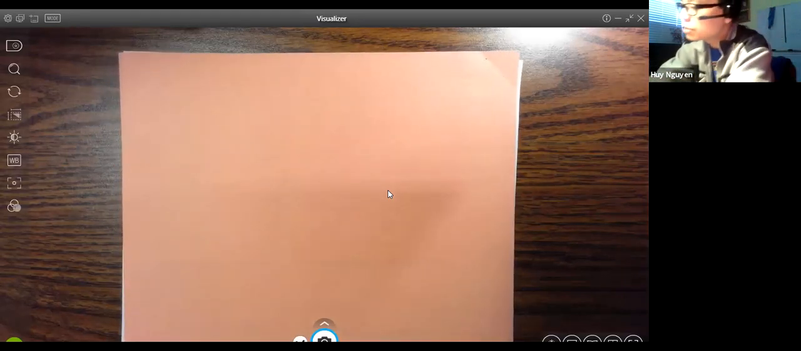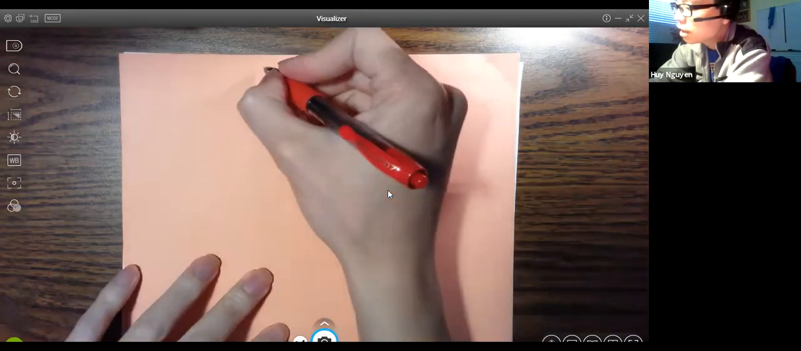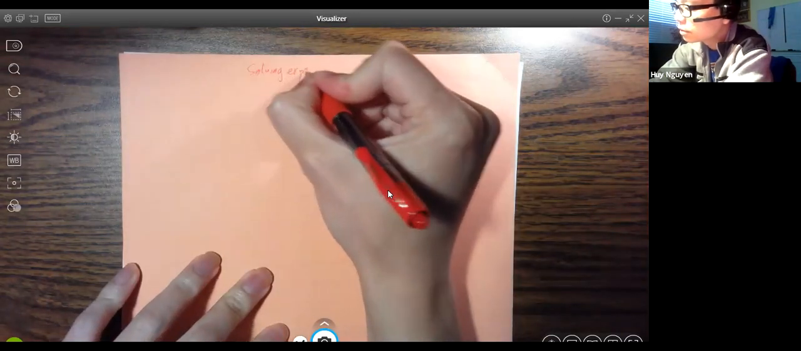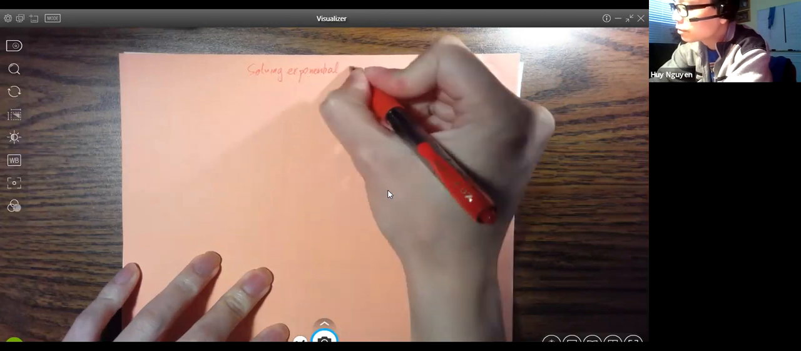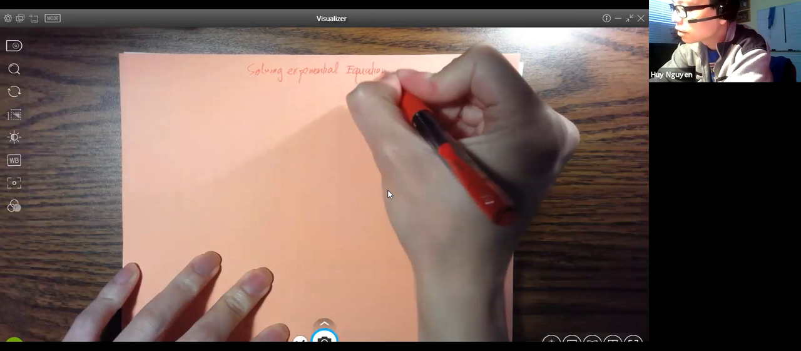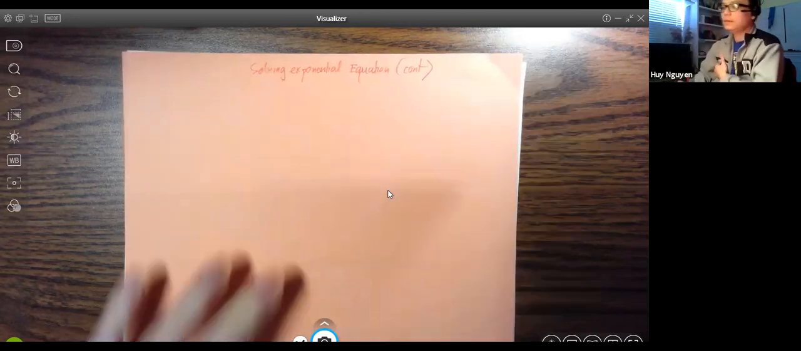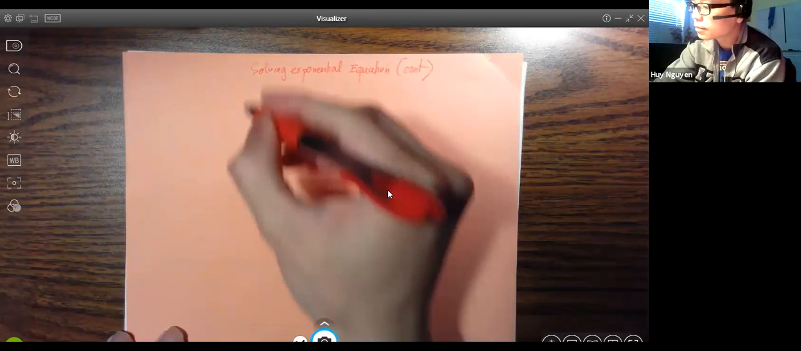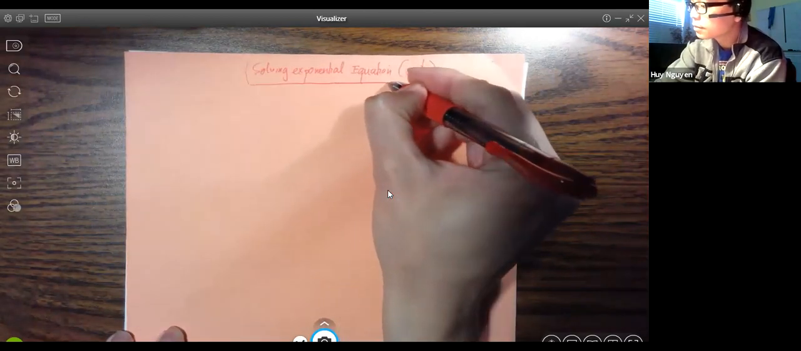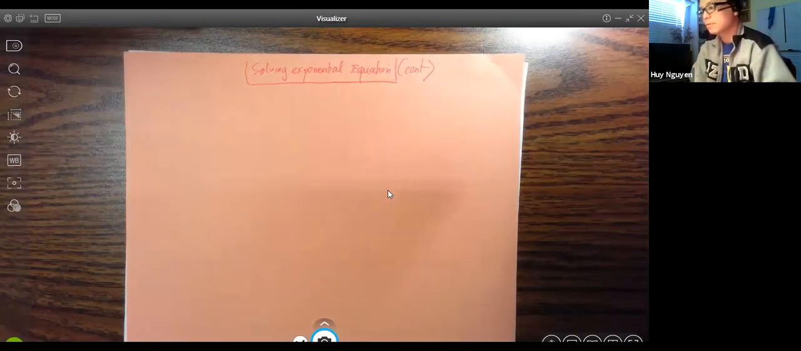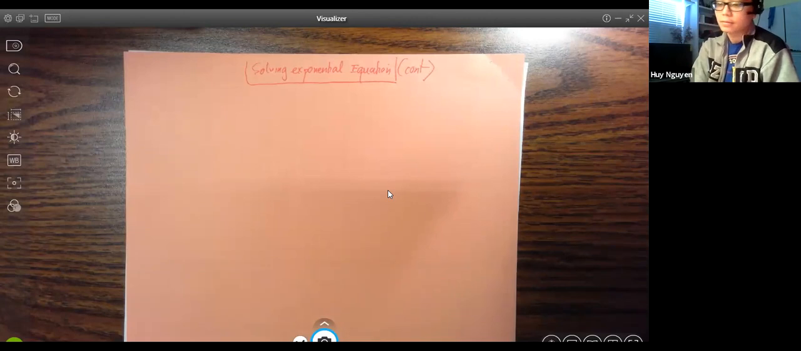So again, we're going to continue exponential equations. Please start with your assignment, okay? Don't fall behind. The earlier you start, the easier it is for you, and the more time you have to prepare for the third test and the final, especially the final.